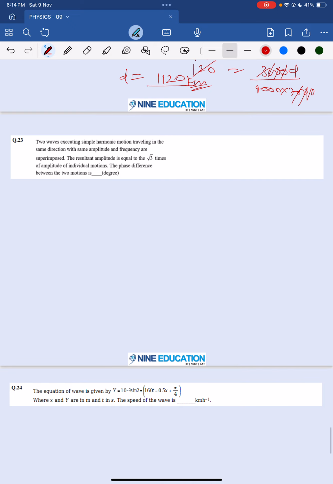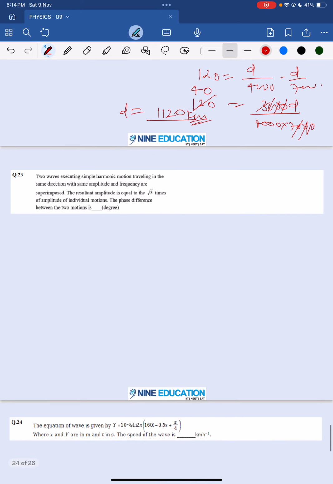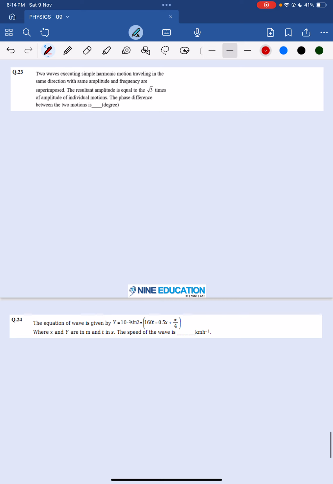Now the next one. Two waves executing simple harmonic motion, traveling in the same direction with the same amplitude and frequency, are superimposed. The resultant amplitude is equal to root 3 times the amplitude. So basically they are asking what is our net resultant. This is root of a1 square plus a2 square plus 2a1 a2 cos phi. They're asking us what is phi.